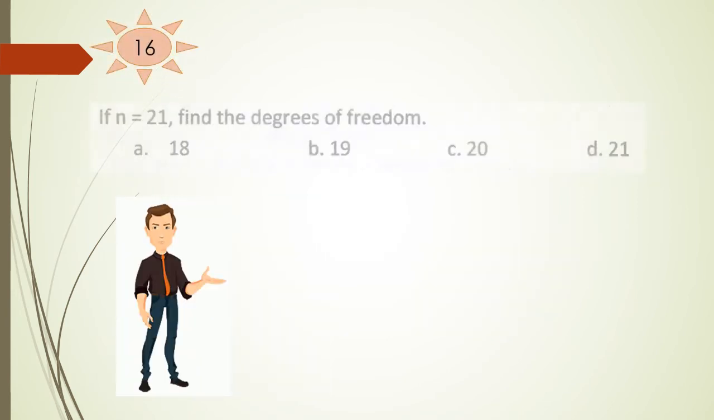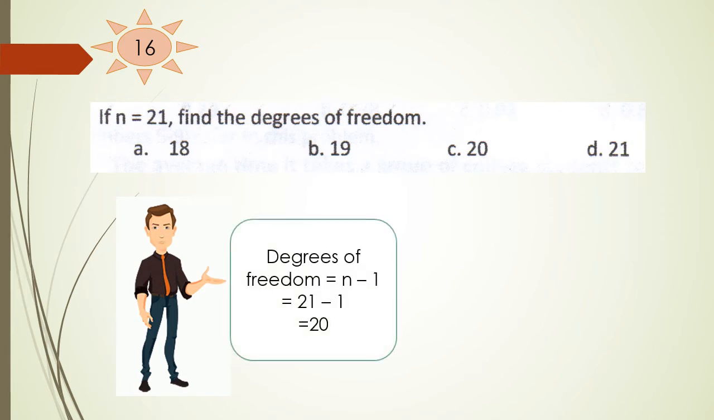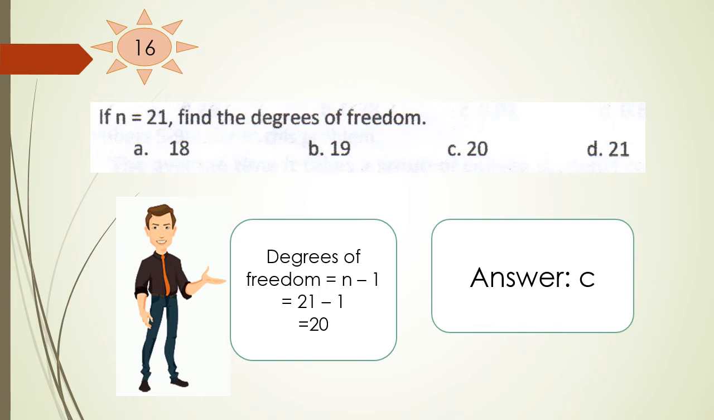Number 16. If n is equal to 21, find the degrees of freedom. A. 18. B. 19. C. 20. Or letter D. 21. So the degrees of freedom is n minus 1. So 21 minus 1 is 20. So therefore, the answer is letter C, 20.